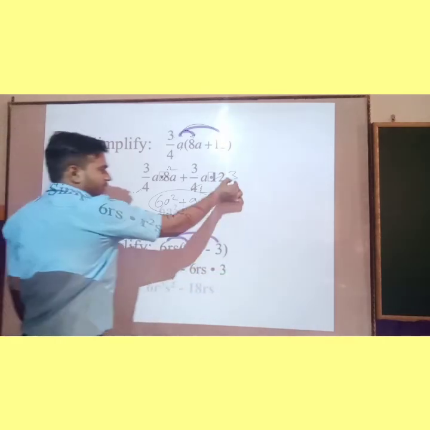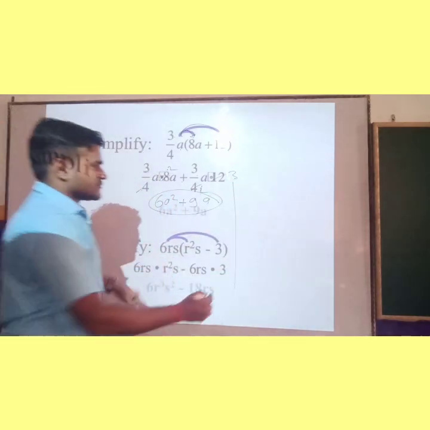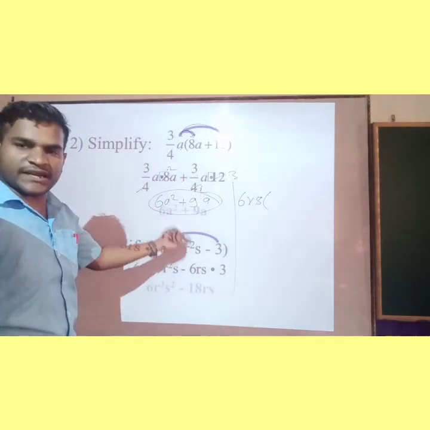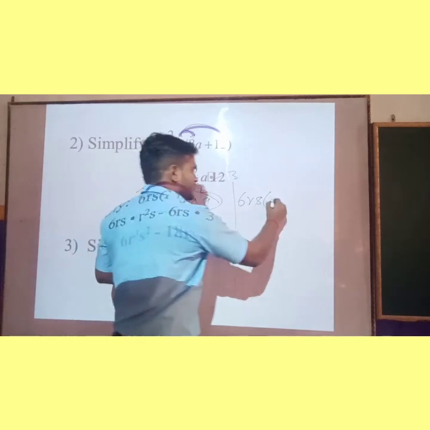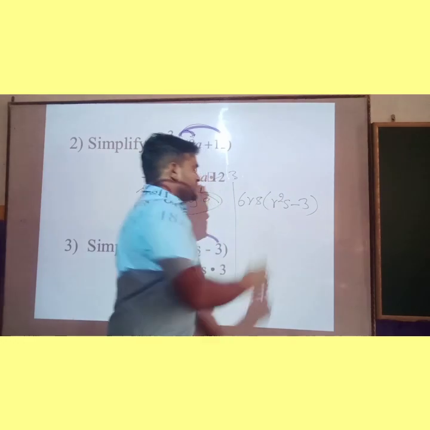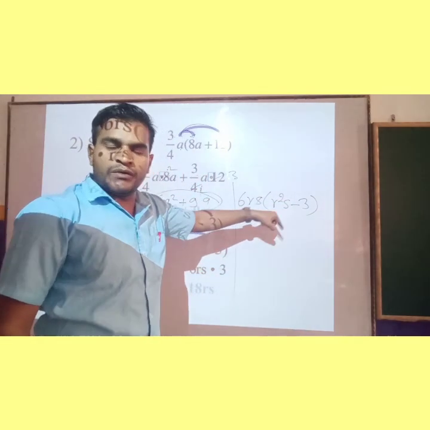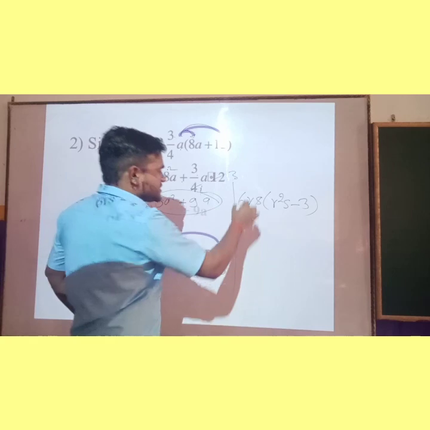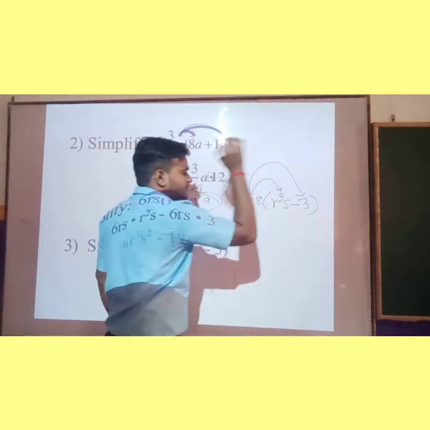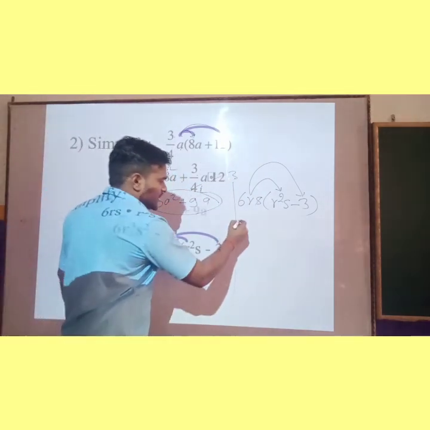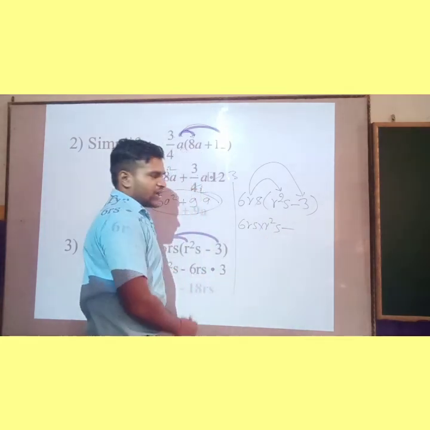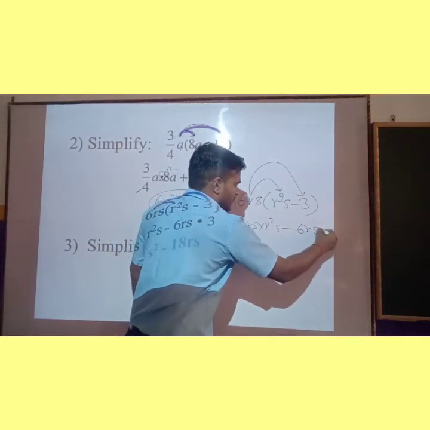Like that, the next one, we are given 6rs into, in bracket, in parenthesis, r square s minus 3. So each term which is in the bracket will be multiplied with this monomial. Means 6rs multiplied with r square s, again 6rs multiplied by 3. Okay, so what will we get? 6rs multiplied by r square s minus 6rs multiplied by 3.